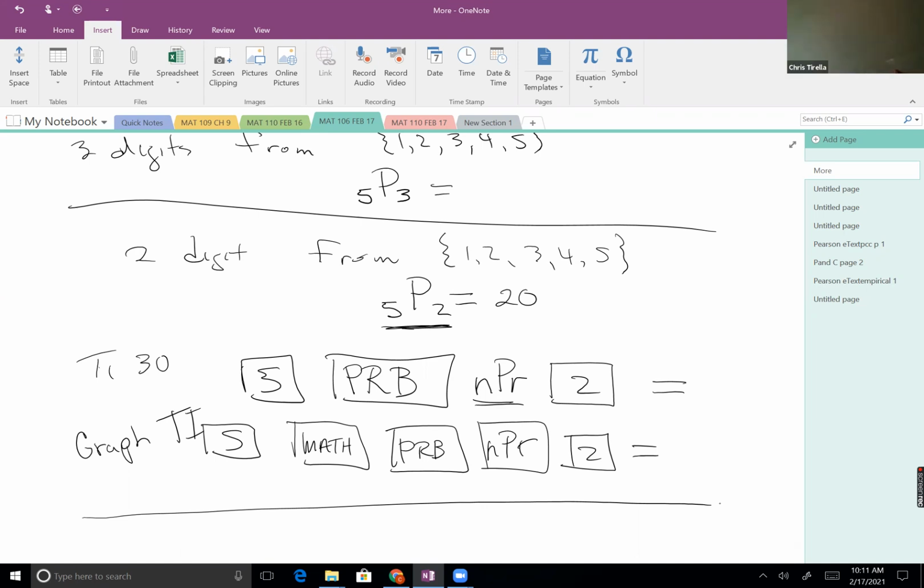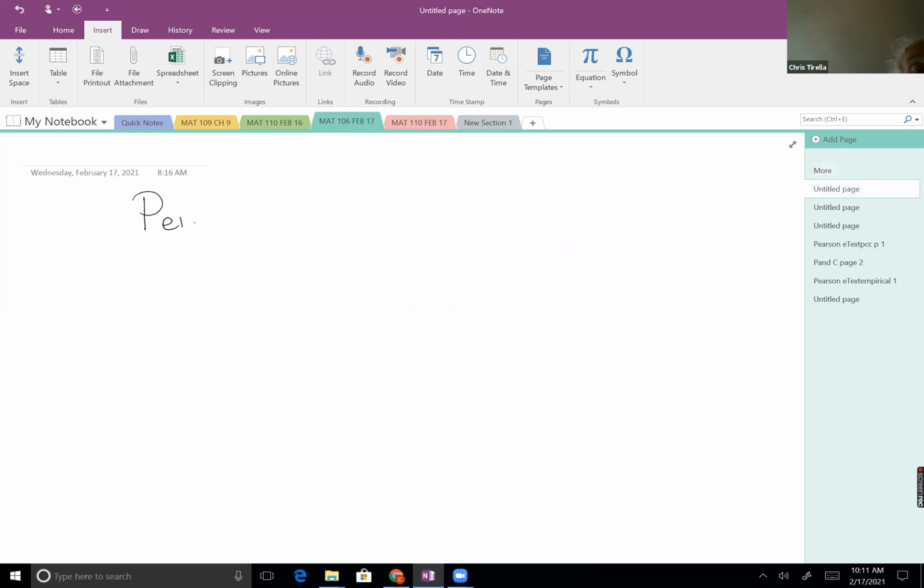And can you get that 720 from 10P3? Okay. And again, we're using permutations if order matters, and the objects have to be different and they can't repeat. But there's one special case that we will look at, and it's going to be permutations with repeats.